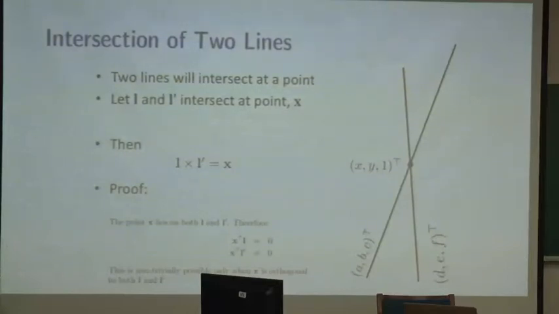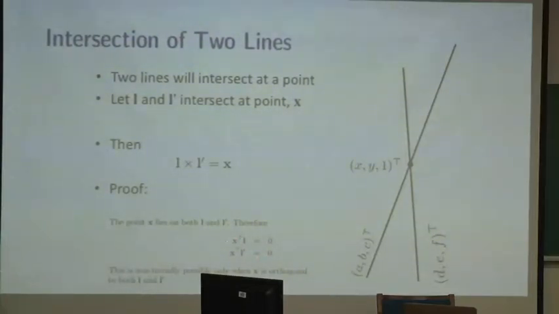Now, the point X lies on L and L prime, by definition, because it's an intersection point. Therefore X transpose L must be 0, because that's how a point lies on the line. And X transpose L prime must be 0, because it lies both on L and L prime. The trivial solution to both these equations simultaneously is X equal to 0, but that's not the solution we are interested in. (0, 0, 0) anyways is not a point in projective space.